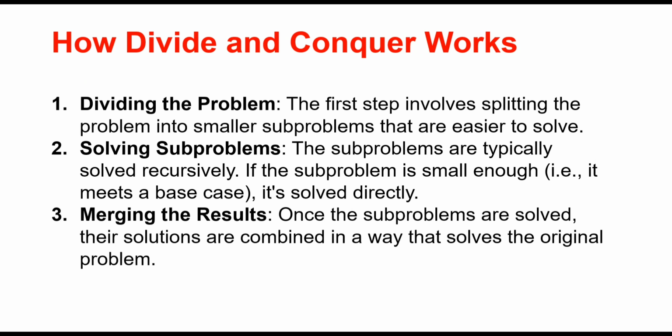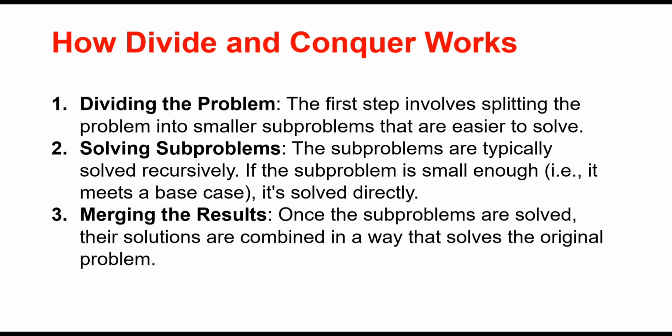Next, solving the subproblem. One group of four is a subproblem and the other group of four is a subproblem. The subproblems are typically solved recursively. If the subproblem is small enough, it meets a base case and is solved directly. And next, we need to merge the results. Each subproblem of four is divided again into two and two. So next we need to merge the subproblems. This is how divide and conquer works.